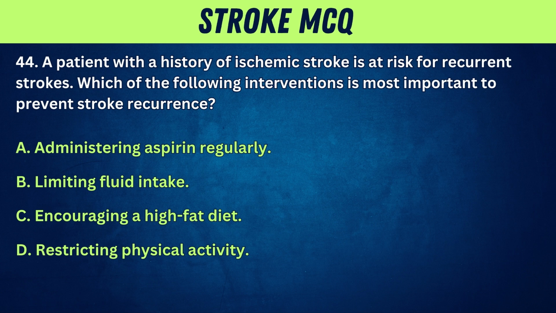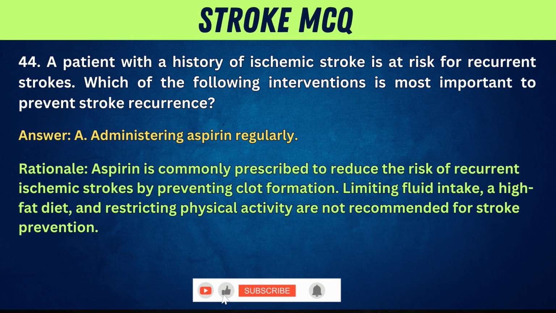Which of the following interventions is most important to prevent stroke recurrence? A. Administering aspirin regularly. B. Limiting fluid intake. C. Encouraging a high-fat diet. D. Restricting physical activity. Answer: A.